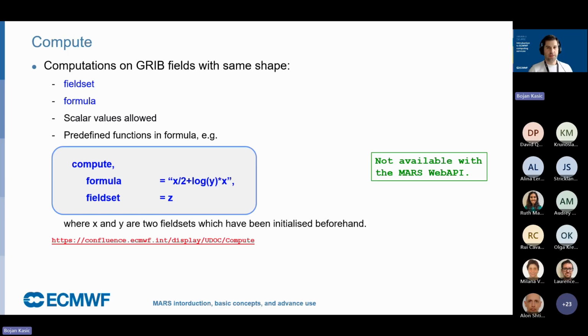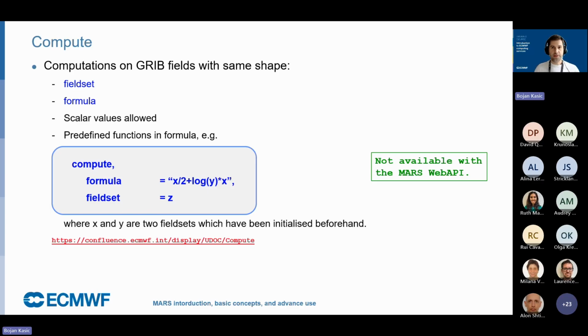Another action is compute. So Mars can compute fields. Once you retrieve some fields, it can compute a third field, which is a function of the fields you retrieved. And in a compute, you can use a fieldset, which is one of the fields you retrieved from Mars or from a file on disk. There is a formula keyword where you can define a formula, and there is a link to the documentation of compute where you can see all available functions which are already in Mars, like logarithm and many other predefined functions.